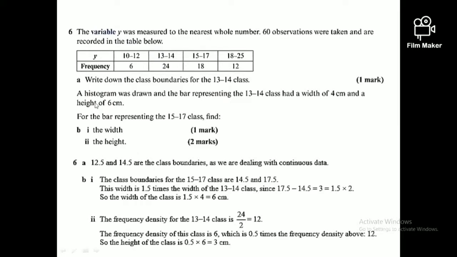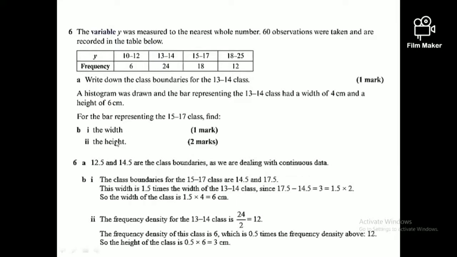A histogram has been drawn and a bar representing the 13 to 14 class has a width of 4 centimeters and a height of 6 centimeters. Find the width and height of the bar representing the 15 to 17 class. Now let's see how to do it.